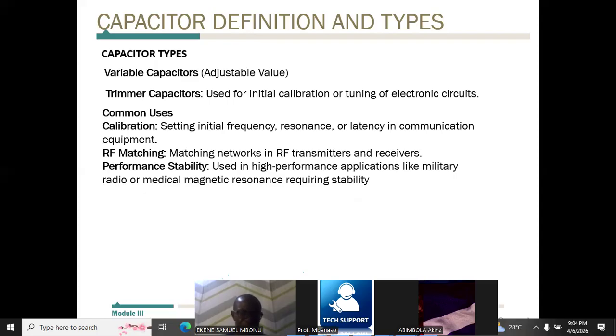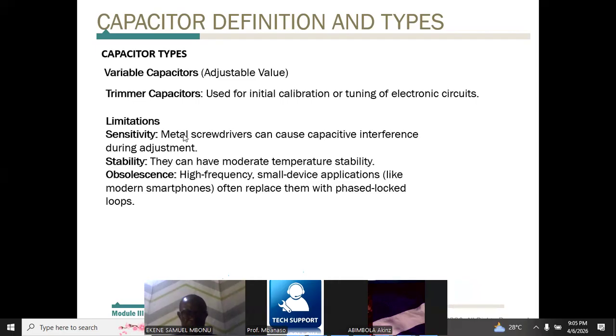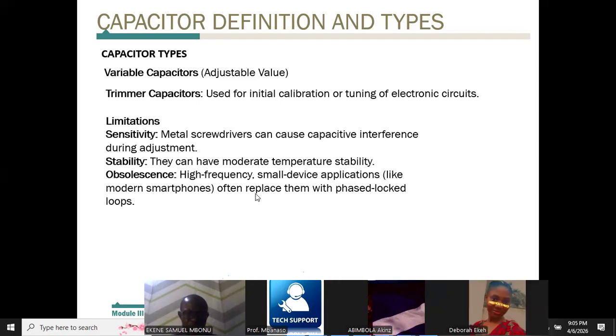Common uses: calibration, easy to set. Calibrate equipment, and then radio frequency matching, that's impedance matching. We need to take note that this type of capacitor is becoming obsolete because of improvements in technology. But there are still some equipment that use them.